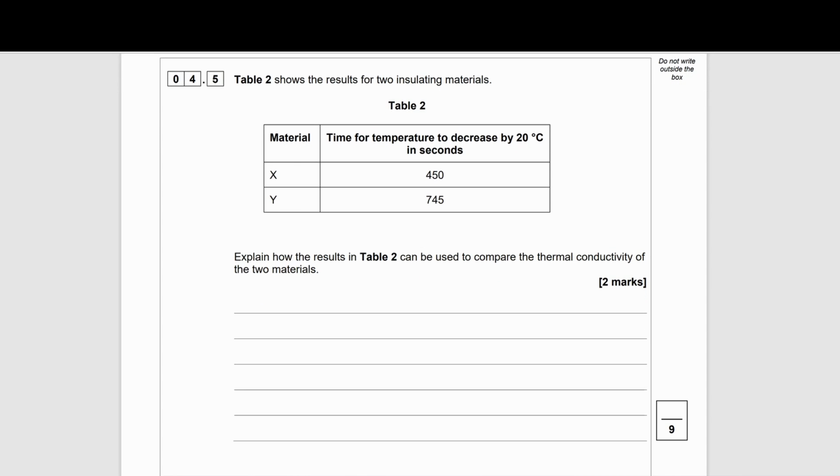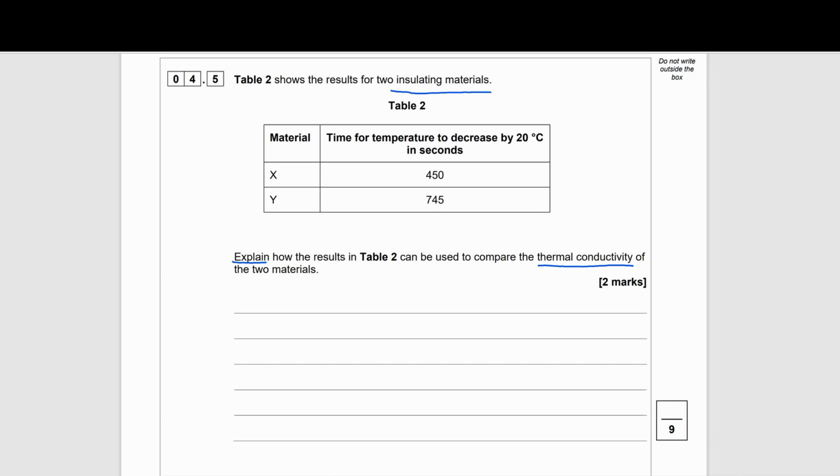4.5. Table 2 shows the results for two insulating materials, material X and Y, and they've given us the time for temperature to decrease by 20 degrees in seconds. Explain how the results in Table 2 can be used to compare the thermal conductivity of the two materials. So, what does this term thermal conductivity mean? It means how good a material is at conducting thermal energy, passing thermal energy through it.